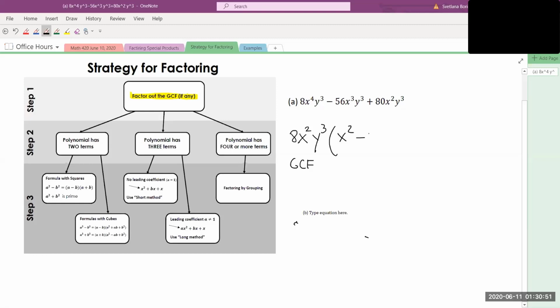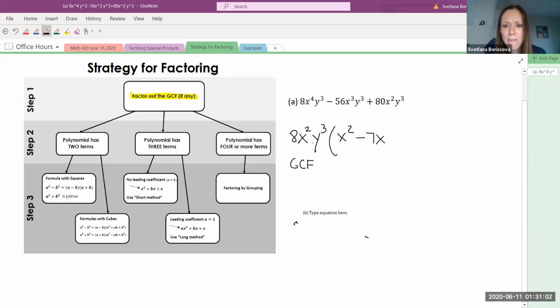7. Sorry, 7, right? So yes, it would be 7x. 8 times 7, and we need x. Because we have x squared, we need to get x cubed. So we need another x, 7x, and then plus 8 times 10. Very good. Anything else? x squared we already have, y cubed we already have. Okay, just 10, perfect. Okay, so that was step 1, right?